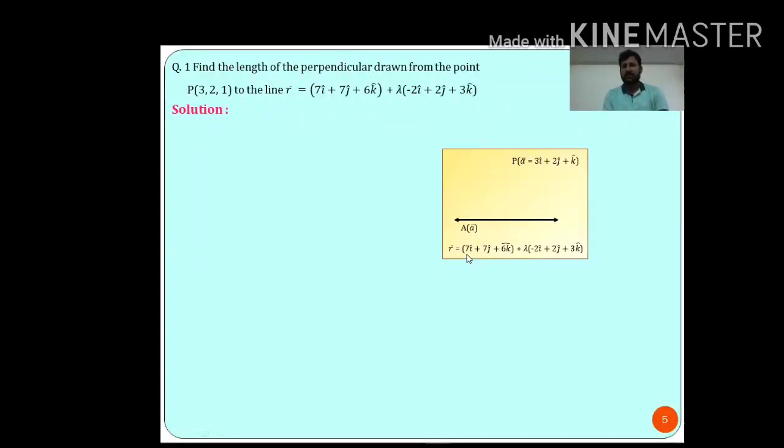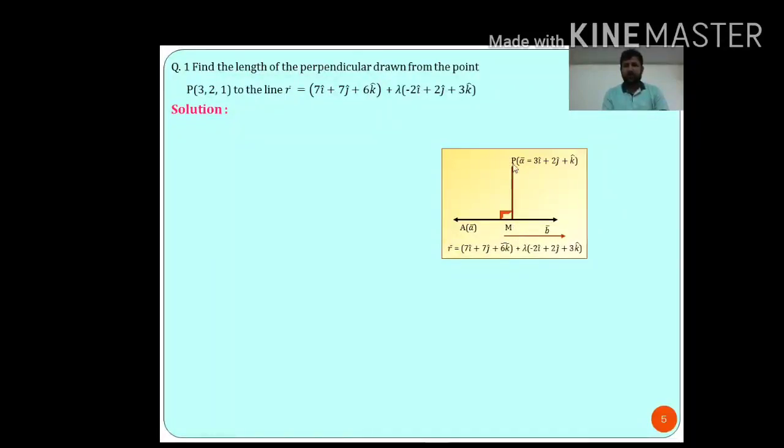So to find the length of the perpendicular from this point to the line, let us first see A bar, that point is 7i + 7j + 6k as a vector. And the next parallel vector B bar has value minus 2i + 2j + 3k. Now a perpendicular is drawn from the point P to this line. The foot of the perpendicular is the point M. To find the length of PM, let us see.